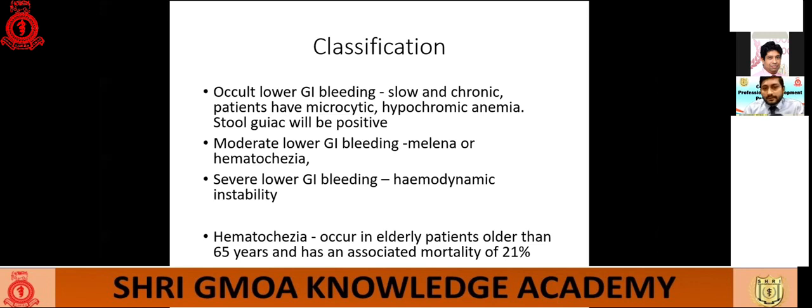When we classify GI bleeding, mostly it's occult lower GI bleeding, which you can detect only in patients who are anemic with hypochromic microcytic anemia, or patients with fecal occult blood positive. The other two groups are more evident, presenting with moderate to severe GI bleeding. Hematochezia is one of the conditions where severe bleeding presents as PR bleeding. The importance of this is that it has a very significant mortality, about 20%, and it especially occurs in the elderly who are more than 65 years old.